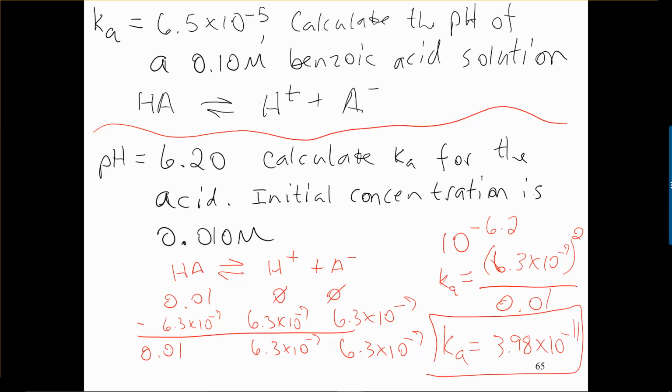Okay? Just like any other Ka or Kb, any equilibrium equation, it's products over reactants. That's right. So it's these two things squared over the 0.01.